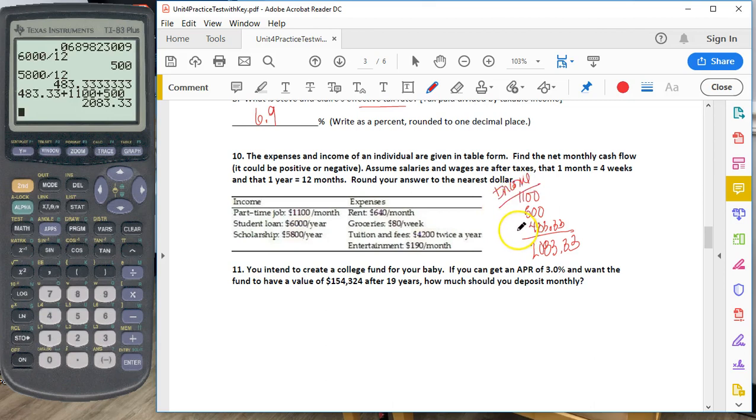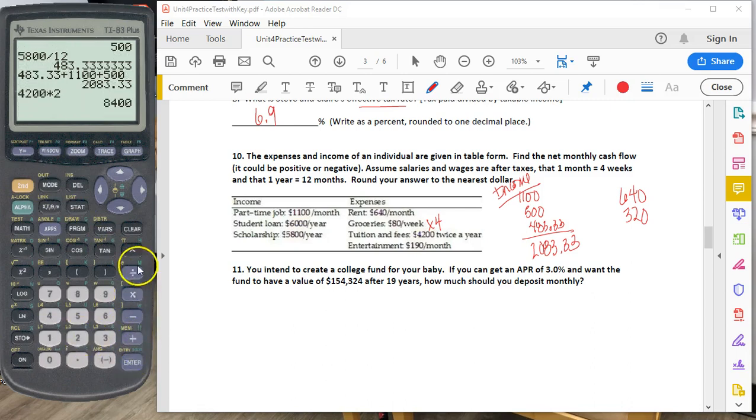Now what I got to do is figure out how much is going out. Well, $640 a month in rent, $80 a week for groceries, but I need to do that every week, so times 4. So that's going to give me $320. Tuition and fees, I need to pay that twice a year, so $4,200 twice a year, so that's for the year. So every month is going to be $700. And I want to be well entertained at $190 a month. So I have $190 plus $700 plus $320 plus $640. And I am spending $1,850 a month.